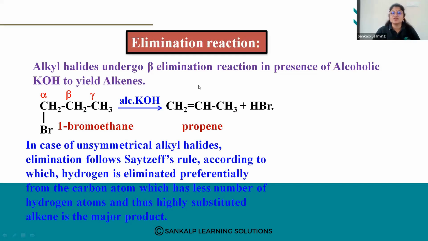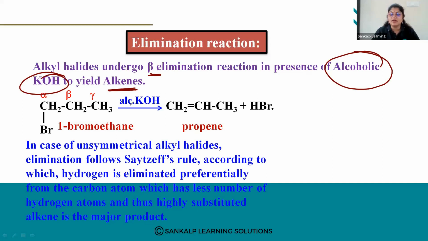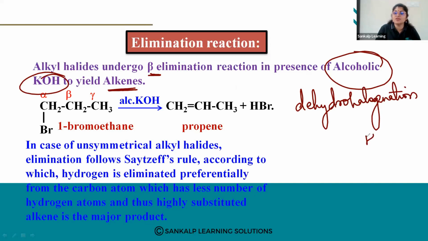So next we are going to see the elimination reaction. What are elimination reactions? Alkyl halides undergo beta elimination reaction in the presence of alcoholic KOH to yield alkenes. Beta elimination means from the beta carbon there will be removal of hydrogen. This type of reaction is also called dehydrohalogenation. Dehydrohalogenation means one hydrogen and one halide group are removed.